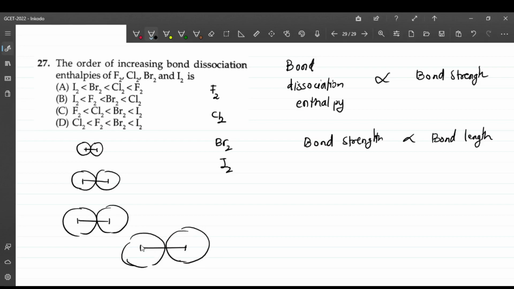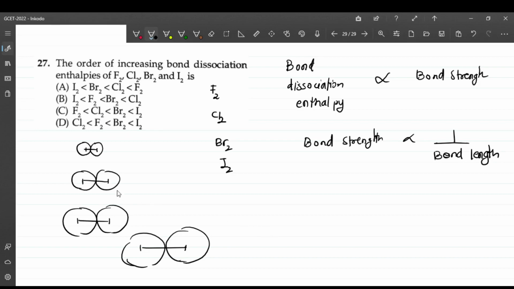If we go by this trend, by this concept, then the order should be what? The most bond dissociation enthalpy will be of fluorine, because one minute, bond strength is directly proportional to bond length. Sorry, I made a mistake over here. Just make a correction. Bond strength is inversely proportional to the bond length.